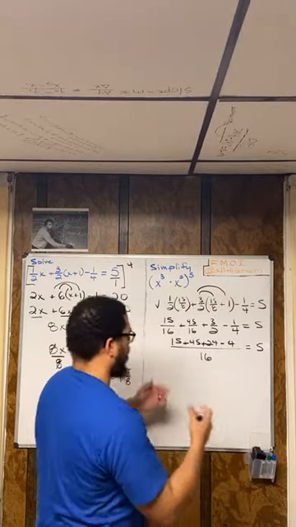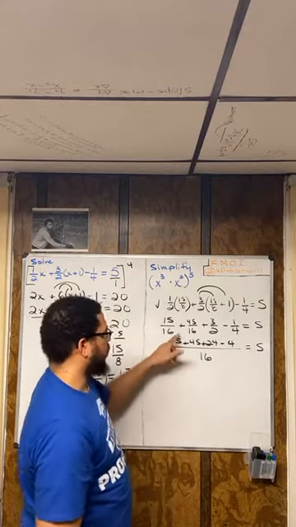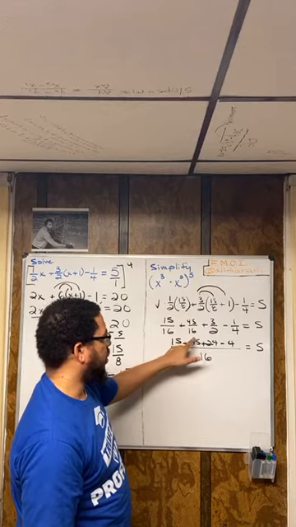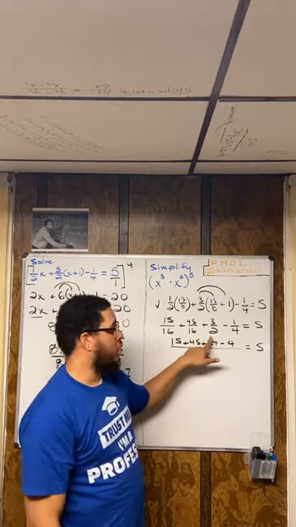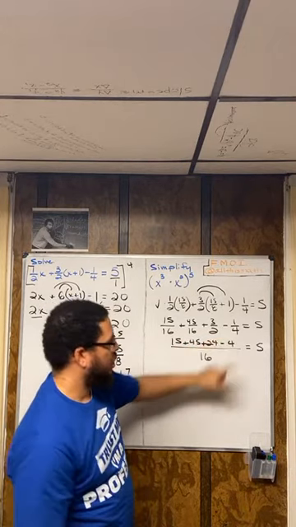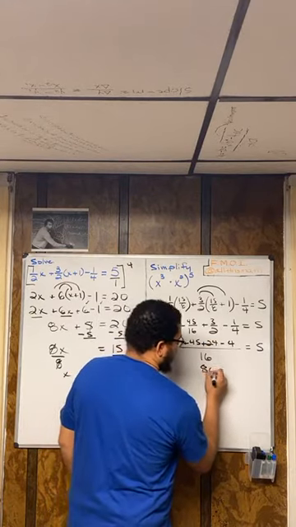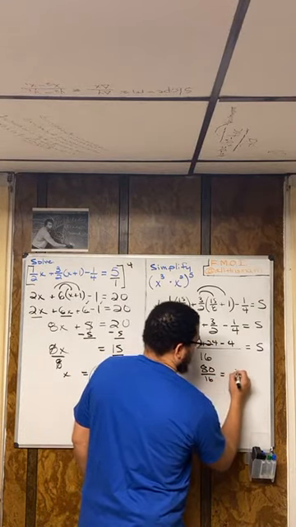Now, I simplify my numerator. 15 plus 45 is 60. 60 plus 24 is 84. 84 minus 4 is 80. So that fraction becomes 80 over 16, which is equal to 5.